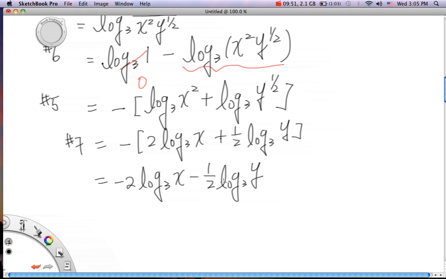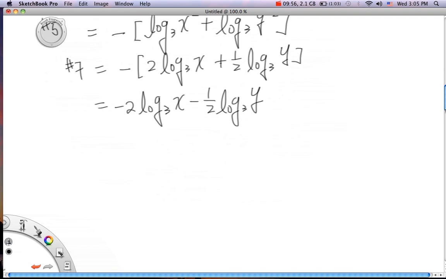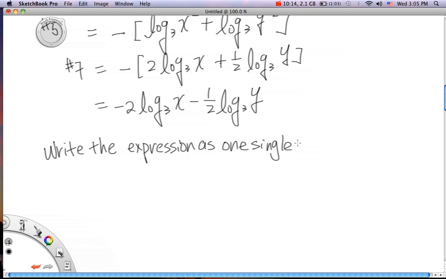Okay, now I think that should be enough for this part, but let's just do an example where they want you to write the expression as one single log. And that just means that you're going to go backward, right? You're going to be given something that's expanded and you want to condense it as much as you can. And again, just be careful about what rule to use.